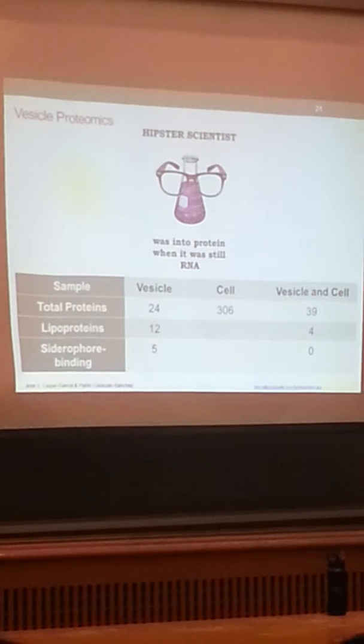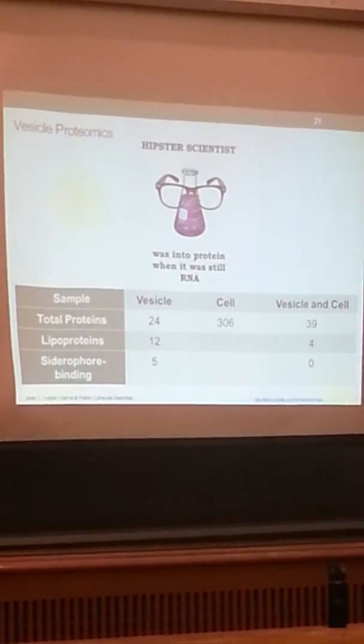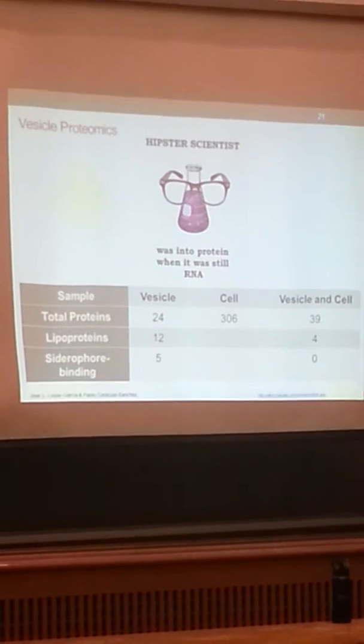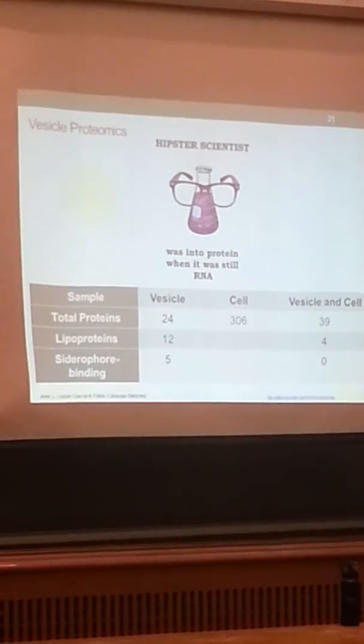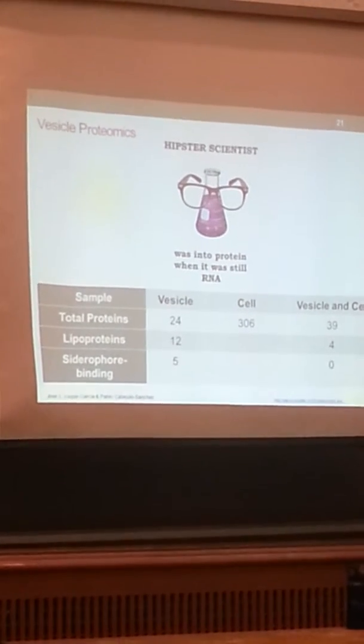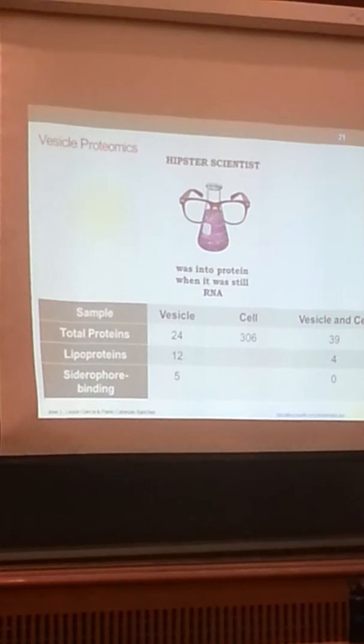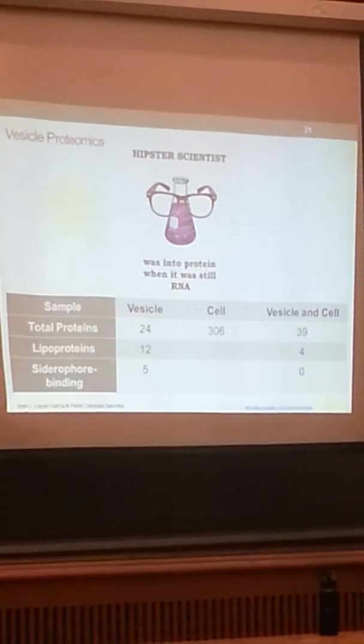I also mentioned before that these vesicles in gram negatives can have antibiotic-resistant proteins. In these vesicle preparations, I was able to find an immunity protein to sublancin. Sublancin is an antibiotic produced by Bacillus subtilis. So it's pretty cool that it has its own immunity protein in these vesicles. Maybe it plays some kind of role in protecting itself.